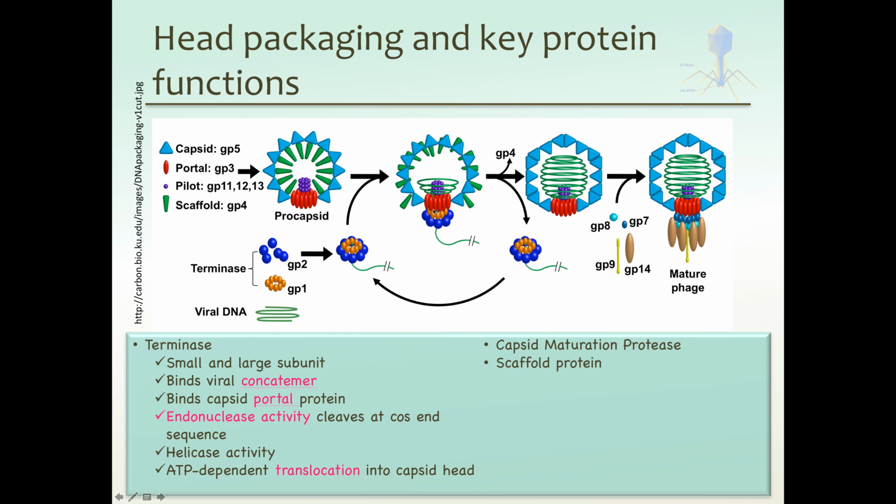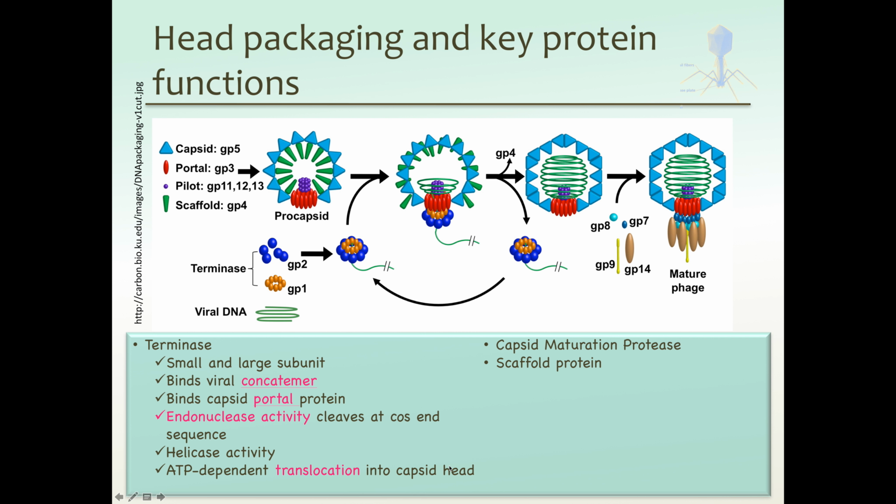And the terminase also binds to the portal proteins. So it's bringing the DNA to the portal proteins, and then it acts as an ATP motor, stuffing the DNA into the capsid head. And it will do that until it finds a COS end. It has endonuclease activity and will cut the DNA at the COS end, producing that sticky end, so that linear DNA is packaged into the capsid head with two sticky ends on the end, produced by the terminase.